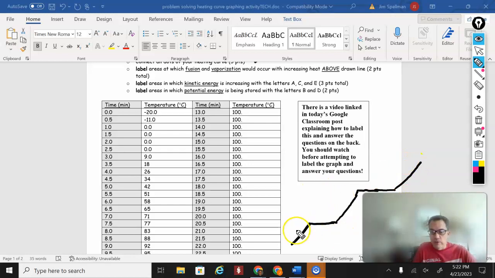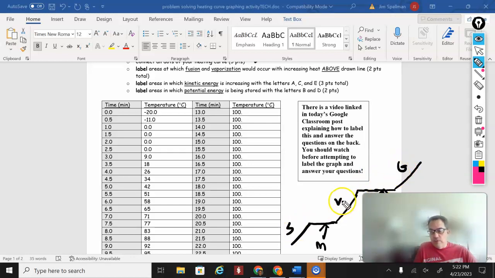So if you labeled this, again, this is your solid, this is your liquid, this is your gas. This is going to be our melting point. This is going to be our vaporization point. Now, if we were going backwards, this would still be a gas, this would still be a vapor, and this would still be a solid.